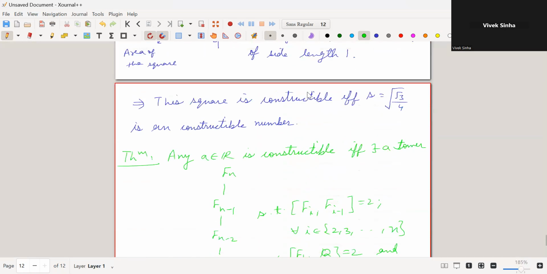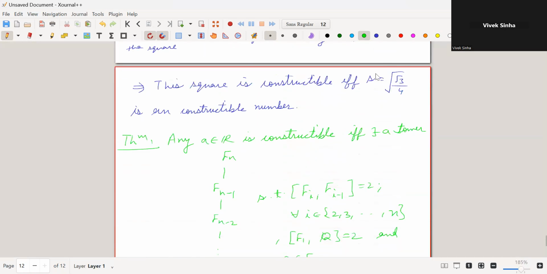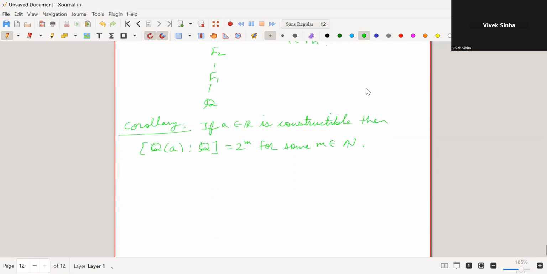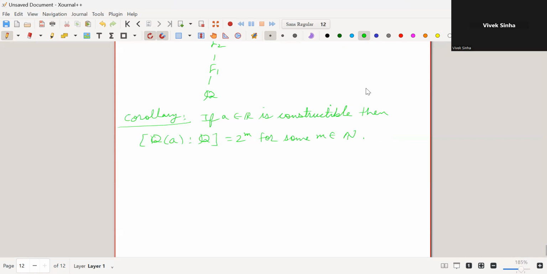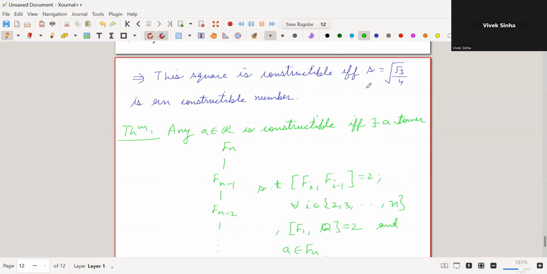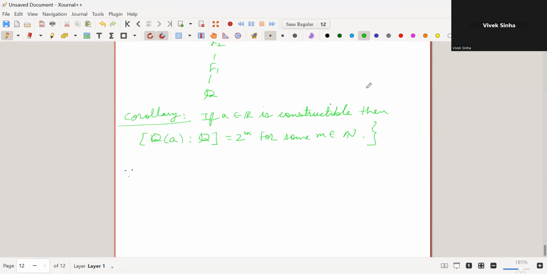So we have to see whether this is constructible or not, and for that, how to proceed? We have to find a tower, right? See, let me just put this in brackets, this is the revision part. Okay, let's get back to the question again.